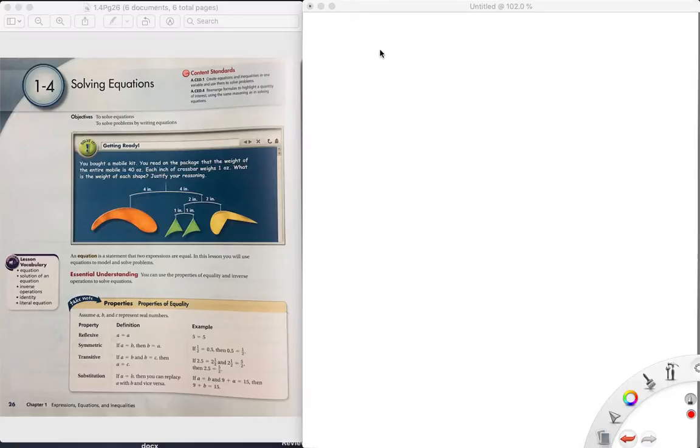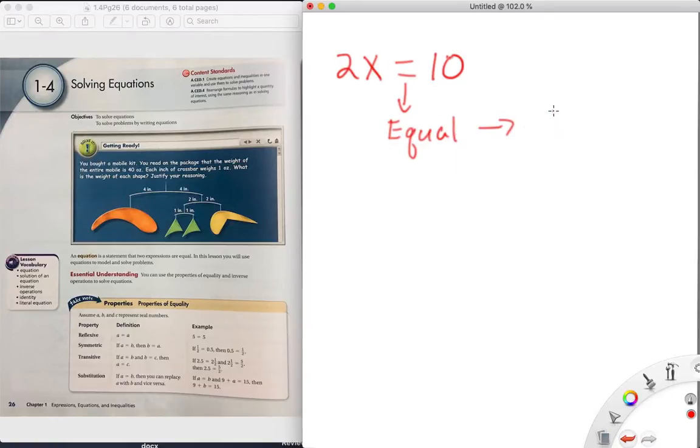So, I have this expression 2x, I have this other expression 10. This expression and this expression, 2x and 10, have an equal sign in between. Since it has the equal sign, then we can say that this whole thing is an equation.